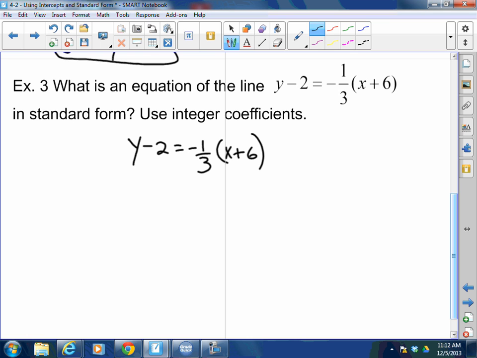Distribute first, yeah. So I got y minus 2 equals, what's negative 1/3 times x? Negative 1/3 x. X in the numerator. What's negative 1/3 times positive 6? It'd be negative 2, guys. Guys, I heard people say it's negative 6/3. You're right. But negative 6/3 is negative 2. We have to reduce. Simplify. Yes, sir.